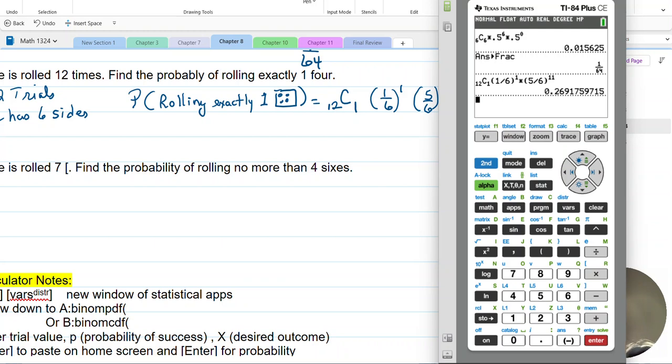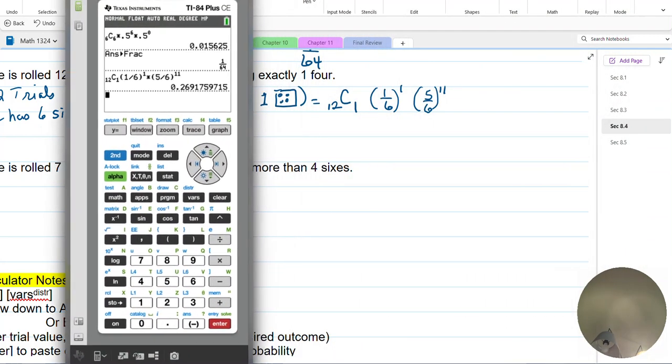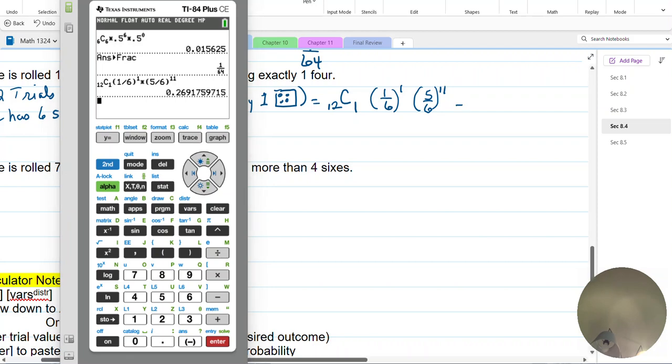And I get this ugly thing. Ugly, ugly. So on this one, we are definitely going to use a decimal. And we're going to always go to 4. And that is our probability.